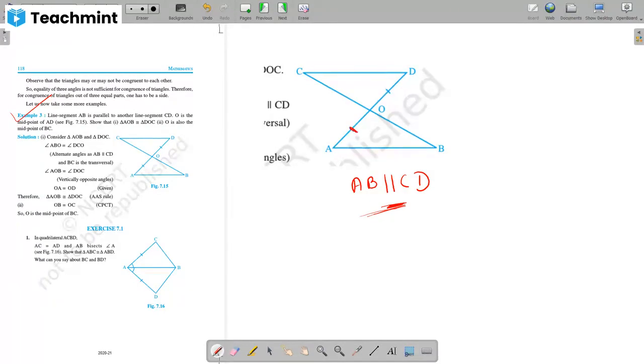So they have already marked that AO equals DO, or you can say AO equals OD. Now, when you write congruency, the order matters. So here O is the midpoint, which means AO equals OD. Is anything else given? No. Now the first part we have to prove is that triangle AOB is congruent to triangle DOC. Okay, these two triangles are congruent. This is the way to prove it.